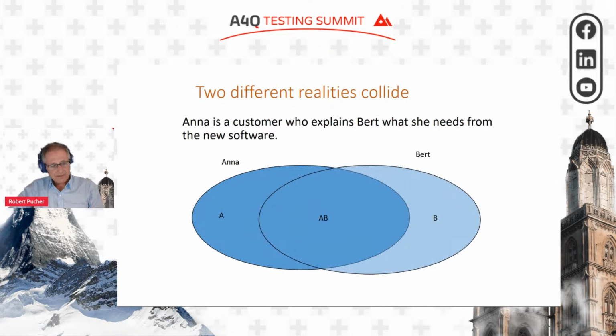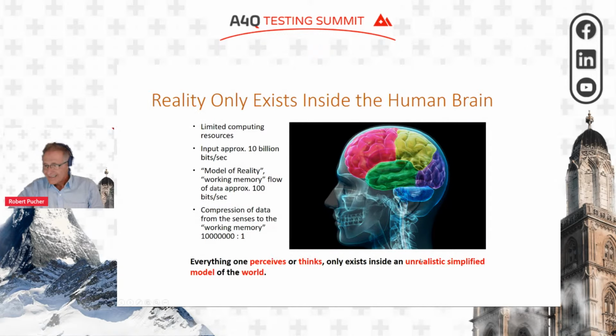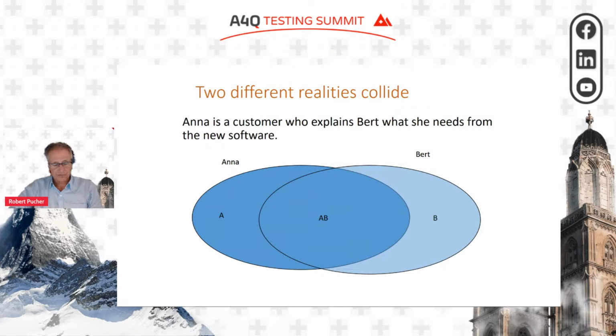The problem is that everybody, you, me, other people, have a different model of the world. The model is not the same. And those models collide, especially in software engineering. So let's say Anna is a customer who explains to Bert what she needs from the new software. And Anna might be a neurosurgeon.